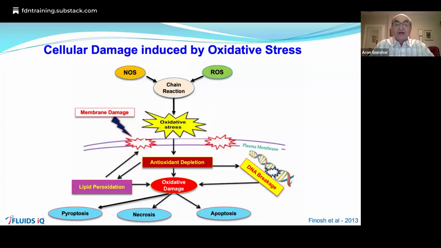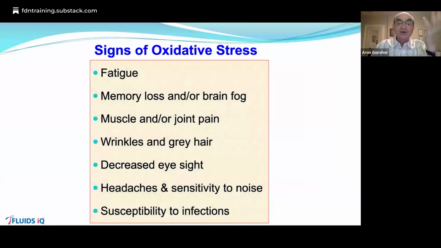And oxidative stress caused by these oxidative species is going to do a number of things. It's going to cause membrane damage to the cell. It's going to cause damage to the protein metabolism in the cell. And it's also going to cause problems to the DNA in the nucleus. And that oxidative damage can cause necrosis, apoptosis of the cell, pyroptosis, all the things which you don't want the cell to have to go through.